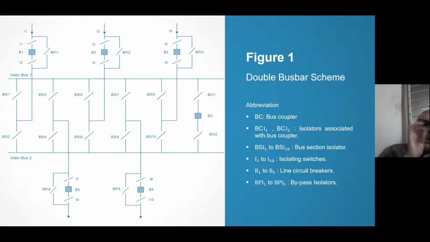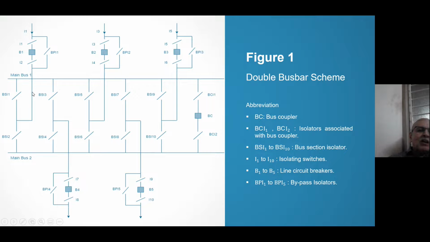Now main bus 1 and main bus 2. Try to understand, this is a single line diagram. So every single line means 3 phases. I1, I2, I3, I4, I5, I6, I7, I8, I9, I10. On both sides of the breaker, the isolators are there. B1, B2, B3, B4, B5 are breakers as usual. One more thing is added. 5 more isolators. 5 means actually 15, because this is a single line diagram. BPI1, bypass isolator 1, bypass isolator 2, bypass isolator 3, bypass isolator 4. I'll show you bypass isolator 4, bypass isolator 5. Then there are BSI1, bus selection isolator 1, bus selection isolator 2, 3, 4, 5, 6, 7, 8, 9, 10.